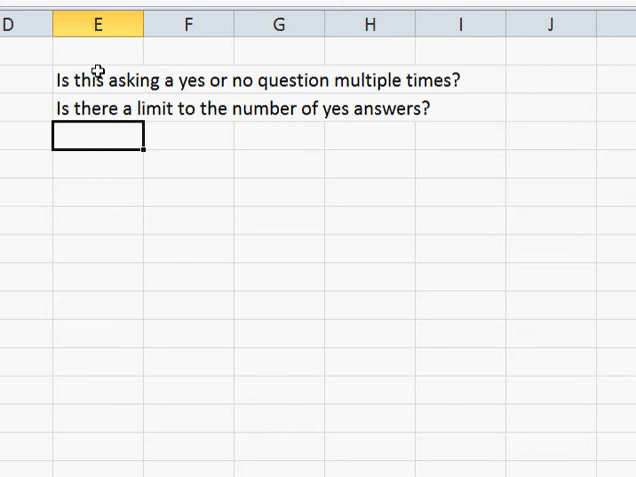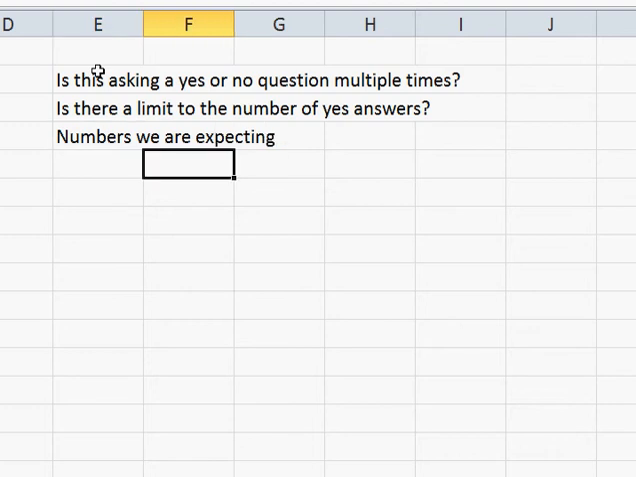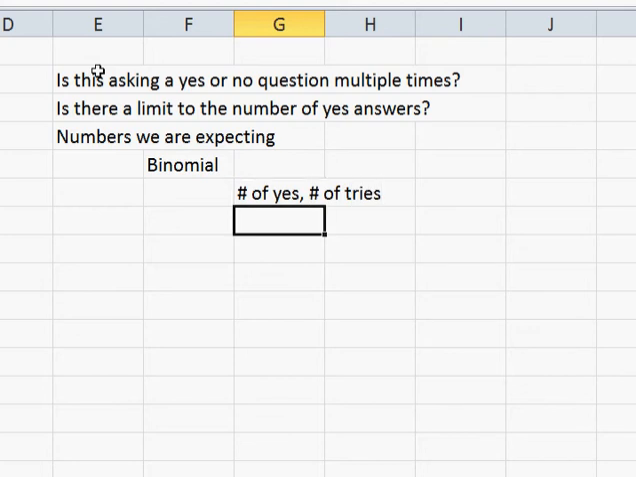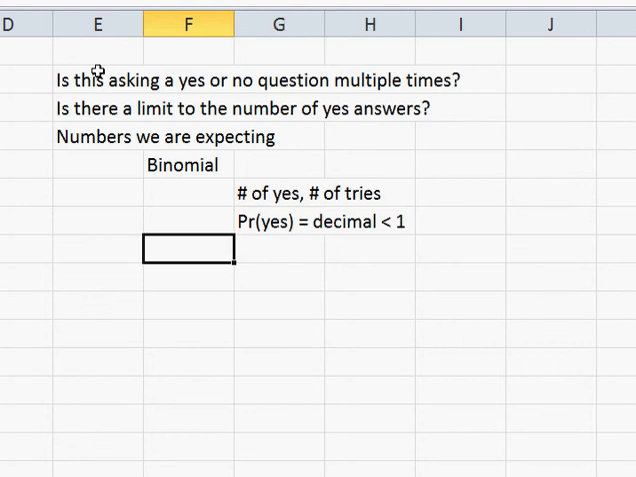Now, another hint that we can use is to track the numbers we are expecting. So if I have a binomial, I have 3 numbers. I have the number of yeses, and the number of tries to get a yes. Those are both whole numbers. And then I have the probability of yes, which is a decimal, less than 1. That's binomial.